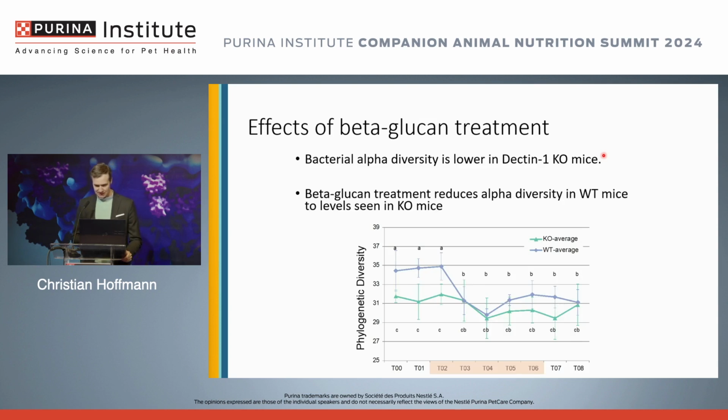The first thing that we see is that there is a reduction in diversity within the gut of these animals. So it takes a little bit of time for the effect to actually be measurable. What we have here is alpha diversity presented for the two genotypes over time. T0 and T1 are prior to the gavage. And then at T2, we are about 20 to 24 hours after the first gavage. After that, we see this drop in diversity within the gut of these animals.